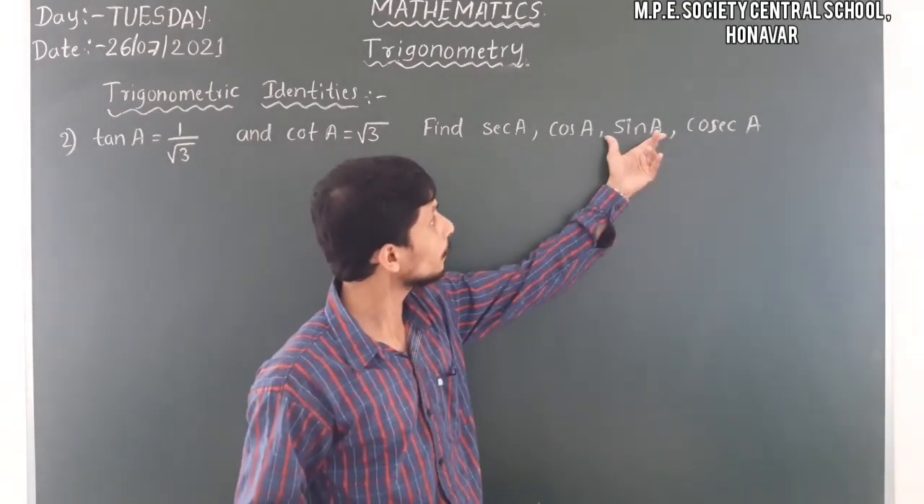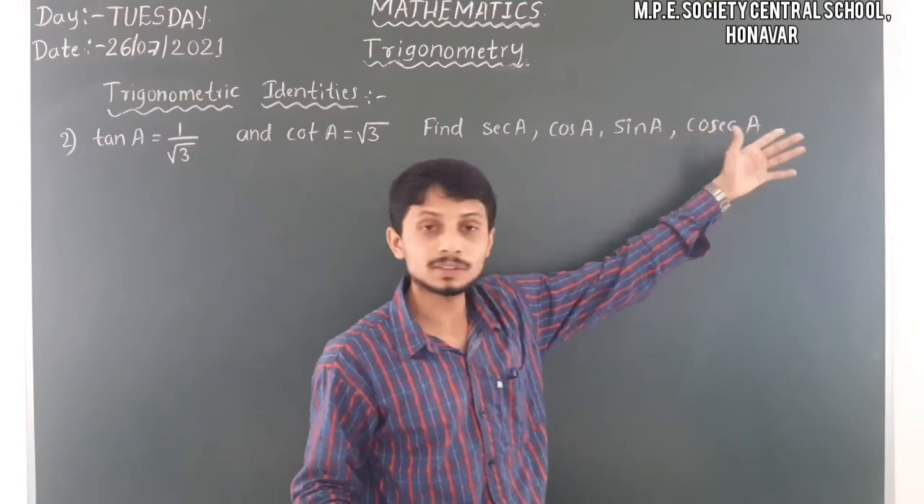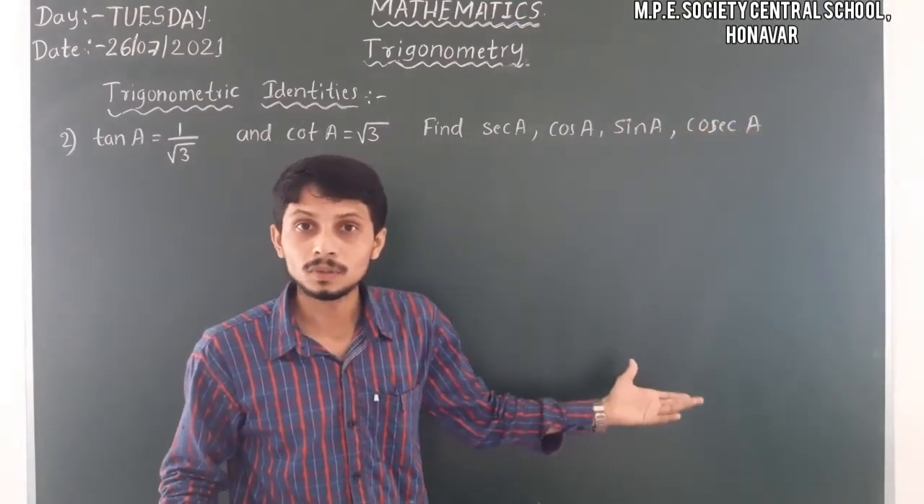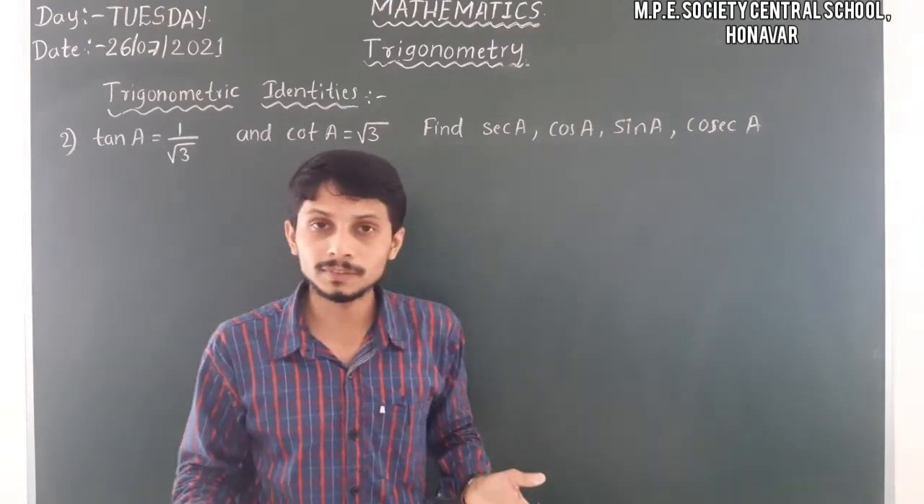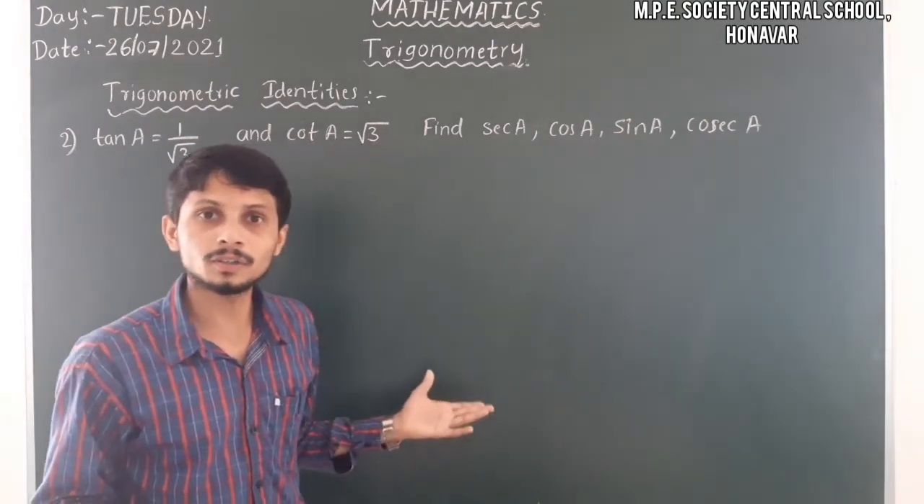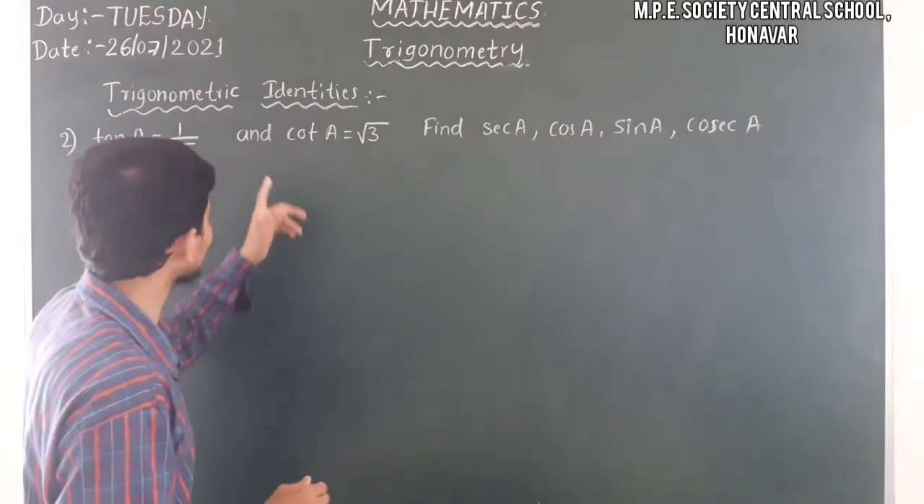So once you get sin a, you can find out cosecant a by taking the inverse of sin a. So it is very easy. Find them out one by one. Yes, let's take the first one.